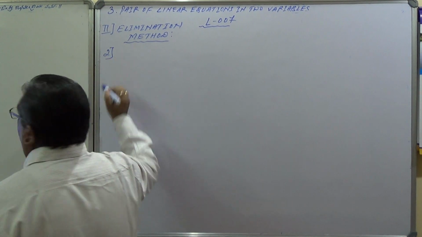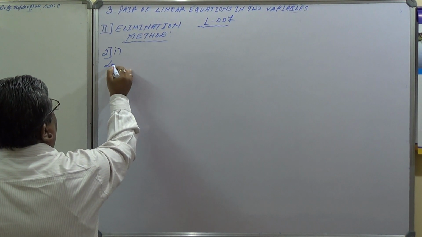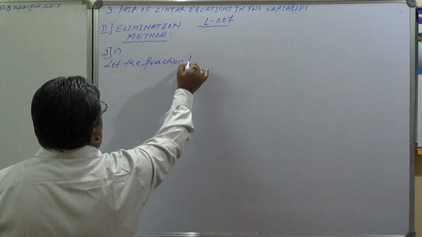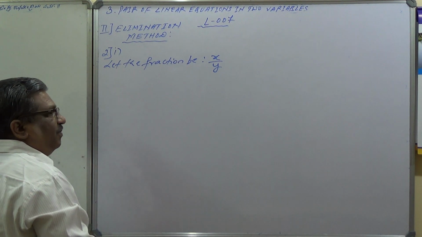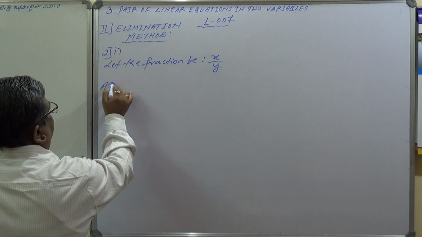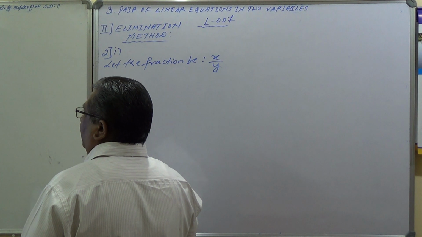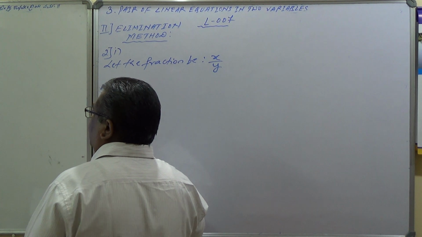Let us solve the question now. This is first question, second main, first question. Let the fraction be x by y. In terms of the variables x and y, I am taking the fraction to be x by y. According to question, if one is added to numerator and subtracted from denominator, the fraction reduces to 1.